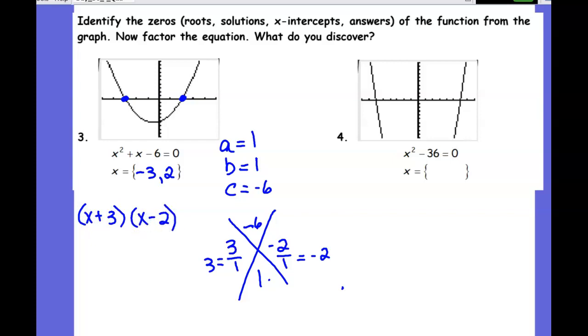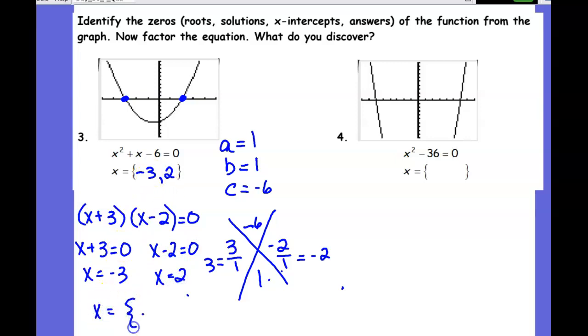And to solve, I would set both of those factors to be 0. The zero product property says that each factor needs to be 0. So we would then solve. X plus 3 is 0, our x is negative 3. And x minus 2 is 0, our x is 2. Notice, again, our solution is x is equal to negative 3 and 2.